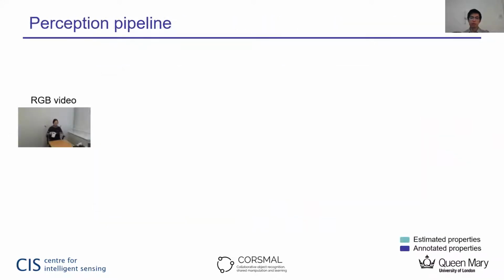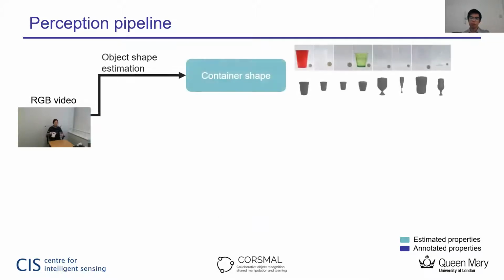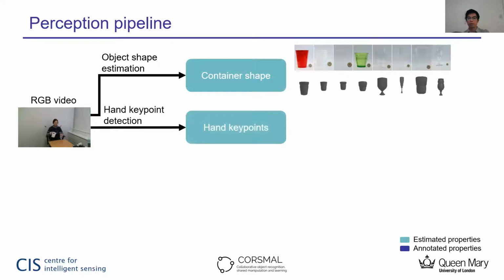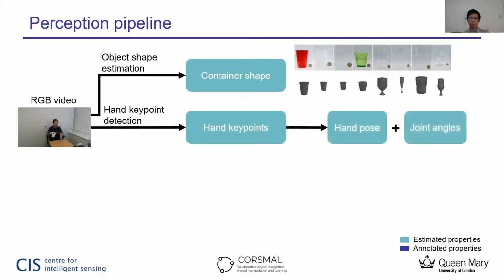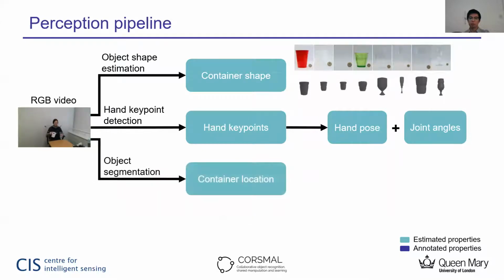In order to recreate the handover scenario in simulation, we propose a vision-based pipeline to estimate hand poses and object properties. We first perform shape reconstruction of the containers. We fit the cylindrical shape to the real object shape by constraining its projection to the object's segmentation mask from two views of a wide baseline stereo camera. We then perform hand key points estimation and obtain the hand pose and joint angle of each finger joint. We segment the container in the first frame of the recording and track the segmentation mask in subsequent frames. We obtain the centroid of the segmentation mask as the container location, and we set the orientation of the container to be the same as that of the hand holding the container to obtain the container pose.